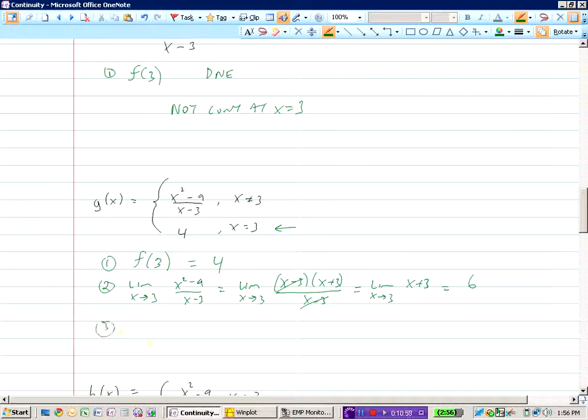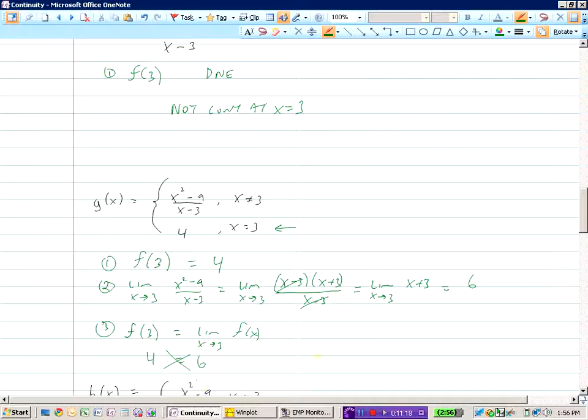Criteria number 3 was that f of 3 needed to equal the limit. Well, what was f of 3? 4. And what was the limit? 6. That's not true.